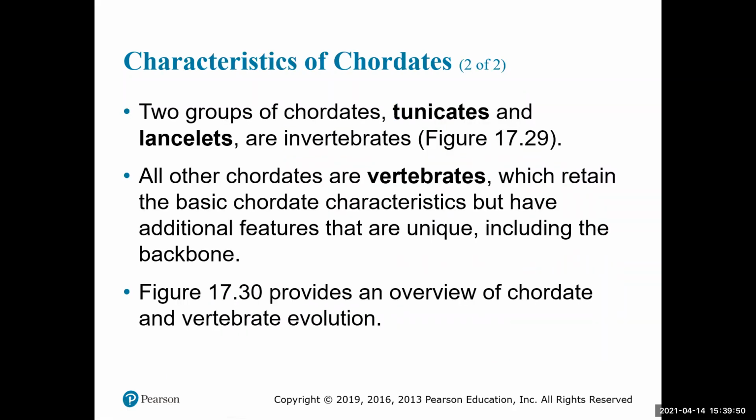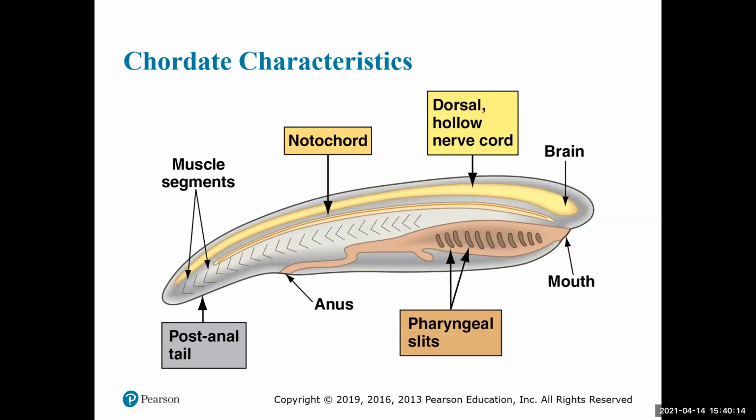There are 2 groups of chordates that are actually invertebrates, but all of the other chordates are vertebrates. All of the other chordates consist of all of the vertebrates that exist. The 2 groups that are invertebrates are the tunicates and the lancelets. And this is a simplified image of a lancelet.